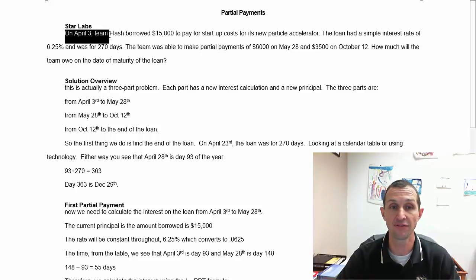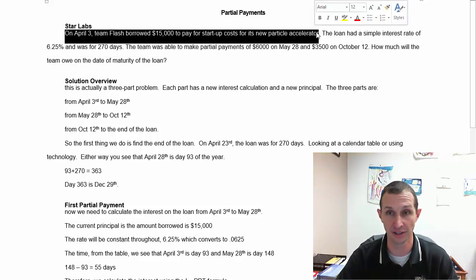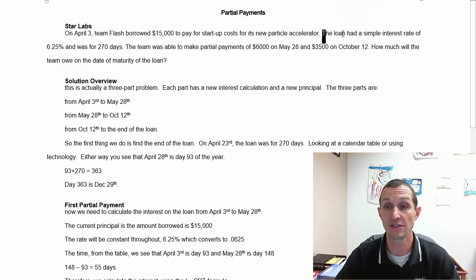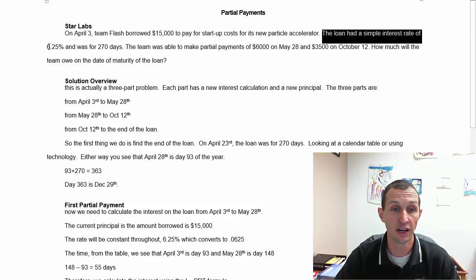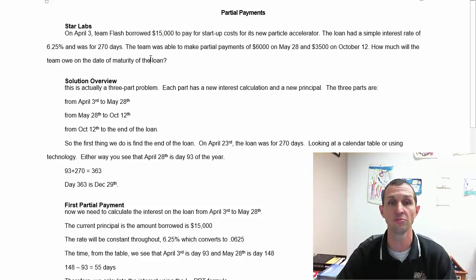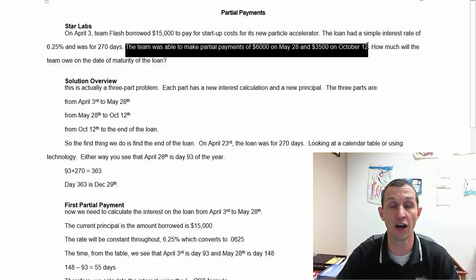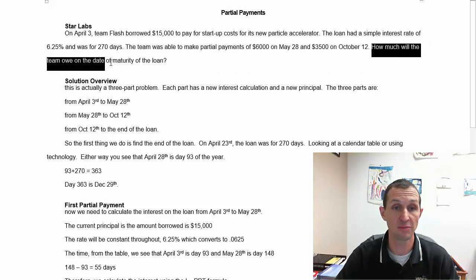On April 3rd, Team Flash borrowed $15,000 to pay for startup costs for its new particle accelerator, because the other one blew up. The loan had a simple interest rate of 6.25% and was for 270 days. So this is a short-term, simple interest loan. The team was able to make partial payments of $6,000 on May the 28th and then $3,500 on October the 12th. They made those two payments. How much will the team owe on the date of maturity of the loan?